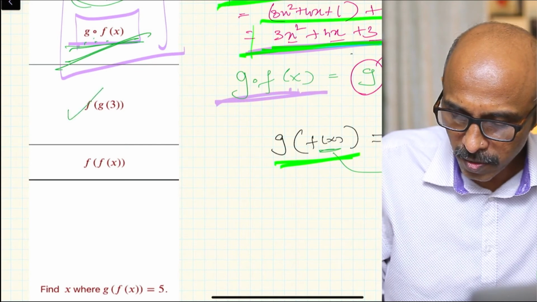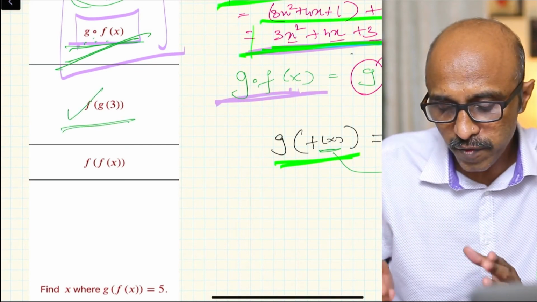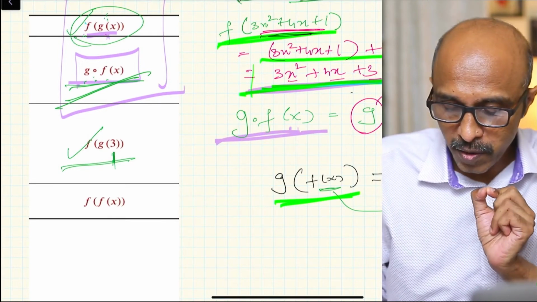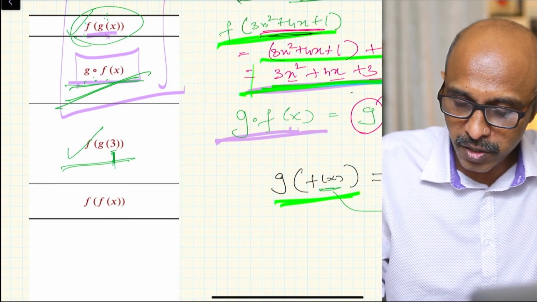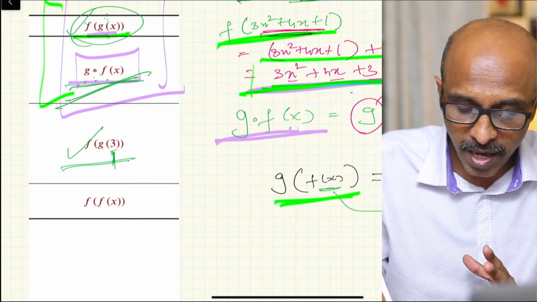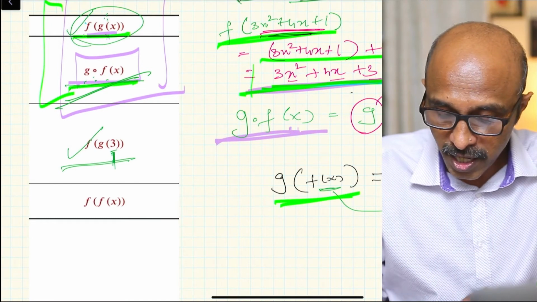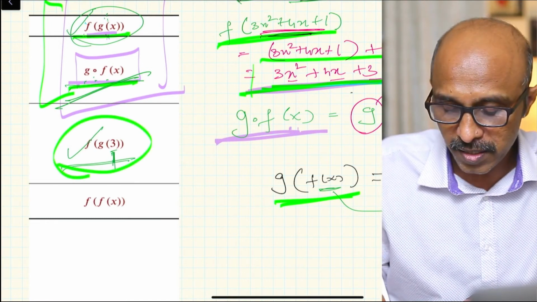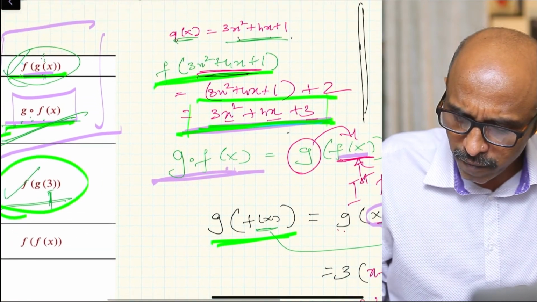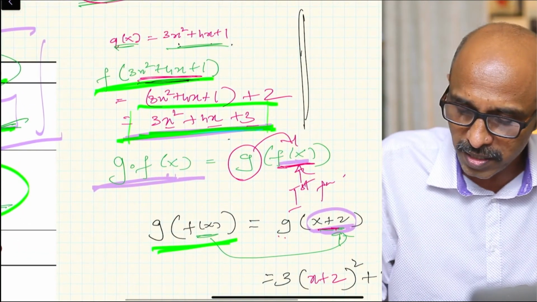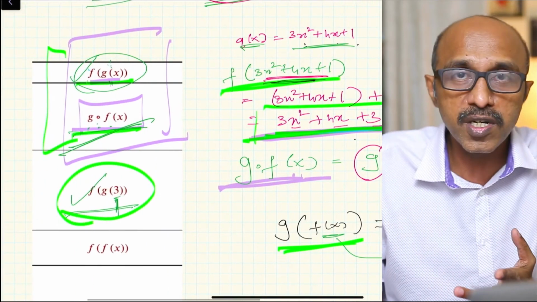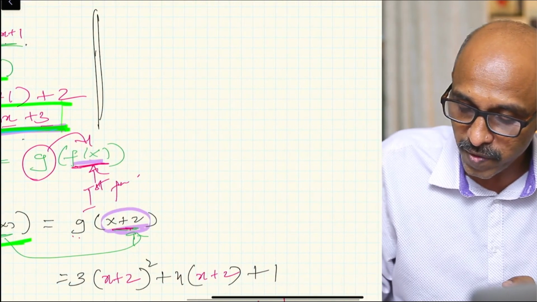Now let's look at question number 3, which is f of g of 3. The difference this time is you've got to find the composite at a particular value of x. The first 2 cases we saw were just a general expression for f of g of x and g of f of x. But in this case, we're looking at a particular value of x, which is 3, x is equal to 3. There are 2 ways to do it. We have already solved f of g of x here. We've already found that f of g of x is equal to 3x squared plus 4x plus 3. We can just substitute x equal to 3.